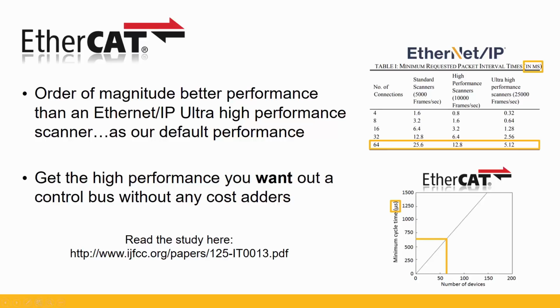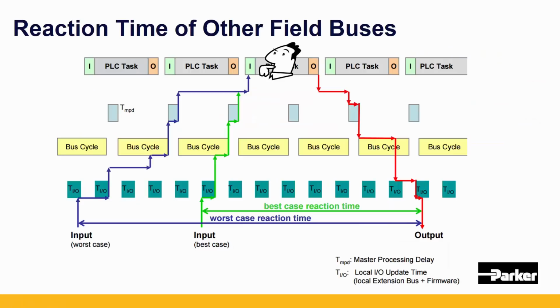So what does speed actually get you? Take a look at what other buses do. As I mentioned, most other buses are based off UDP. Most buses have a cycle, right? They're only updating, for instance, every 500 milliseconds, or whatever that particular interval might be. So there's a bus cycle associated with it. When you get an input, whatever that input device is, it's going to take a certain amount of time to process that input. That is designated here by TIO.